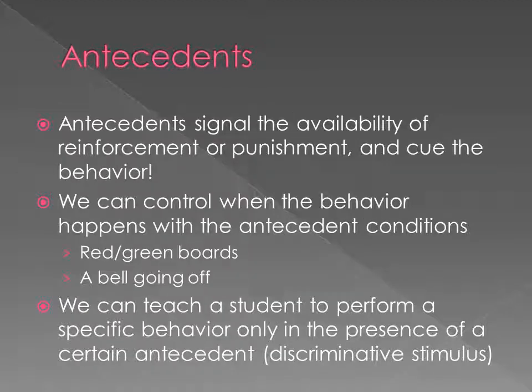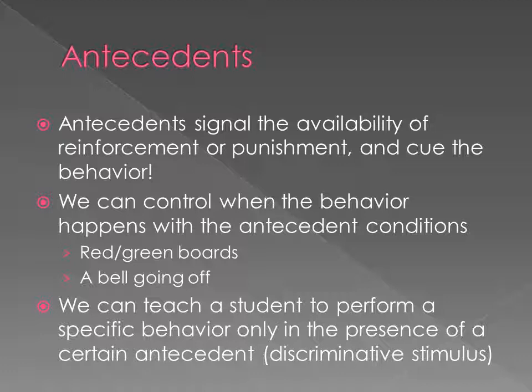Now we're going to go back and we're going to talk about antecedents. Remember, antecedents are the things that happen right before behavior occurs. And antecedents can signal the availability of reinforcement or punishment and can cue the behavior to happen. We can control when behavior happens by manipulating the antecedent conditions.